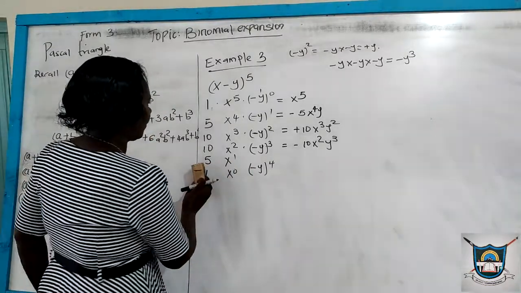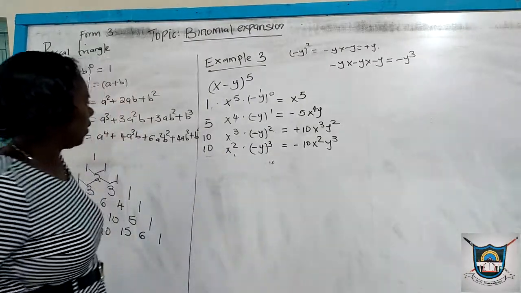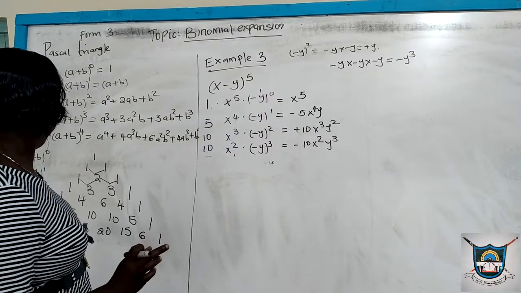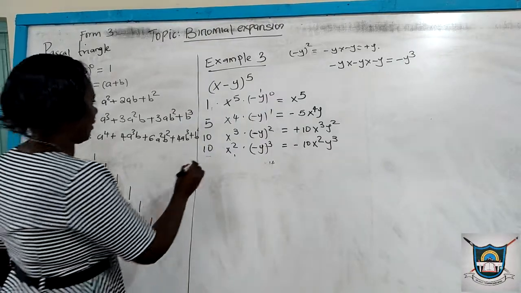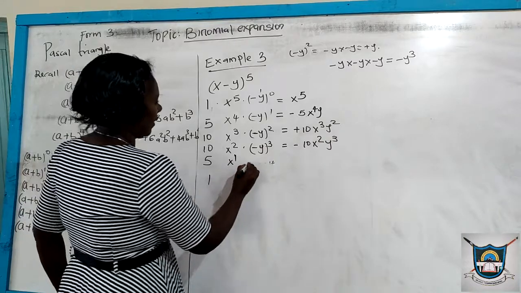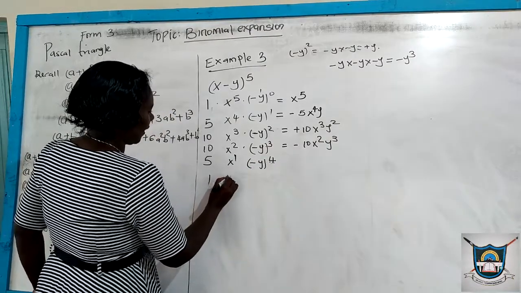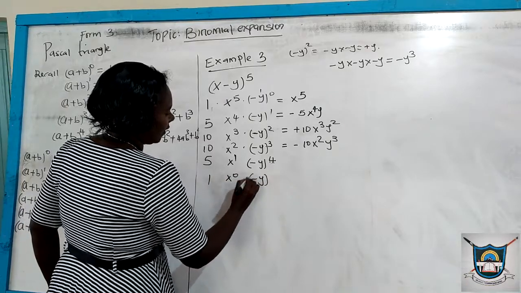let me correct here. We have 1, 5, 10, 10, 5, 1. So this is x power 1, (-y) power 4. The last one, x power 0, (-y) power 5.